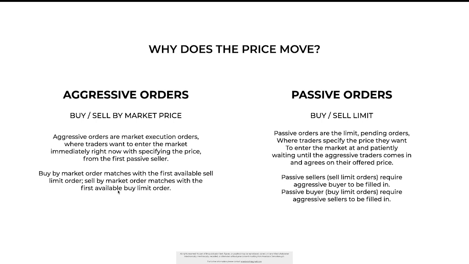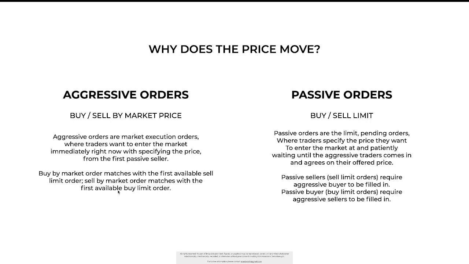Now the passive orders, on the other hand, are, as you probably already guessed, buy limits and sell limits. Those are limit pending orders where traders specify the price they want to enter the market at. And they patiently wait until the aggressive traders come in and agree on their offered price.